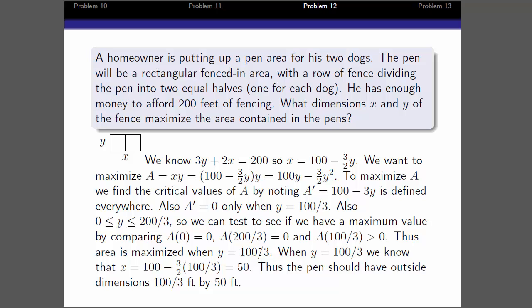Since the question asked for the dimensions of the pen, we need to figure out what x is. So when y equals 100 over 3, we substitute back in up here, and we can figure out what x equals. It's 100 minus 3/2 of 100 over 3. Crunch those numbers. That's just 100 minus 50, which is 50. So the pen should have outside dimensions of 100 over 3 feet by 50 feet.